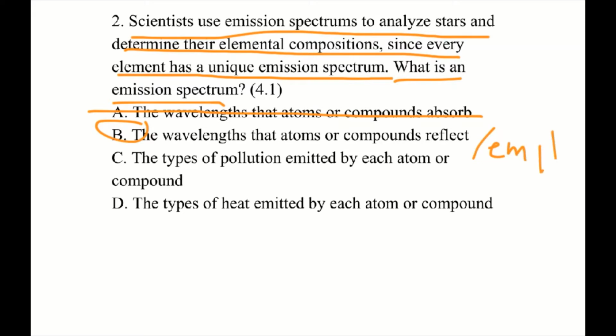I mean, they essentially mean the same thing, or they mean really close to the same thing. And C, the type of pollution emitted by each atom. That doesn't make any sense. And D, the types of heat emitted by each atom or compound. Now remember, this is electromagnetic energy we're looking at.